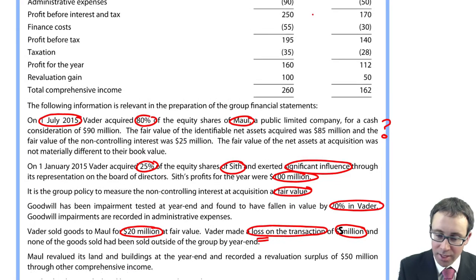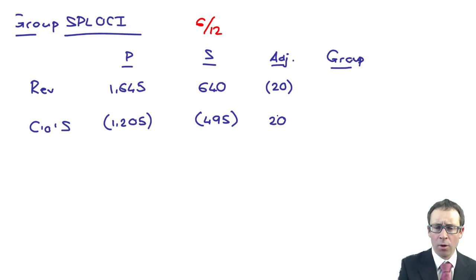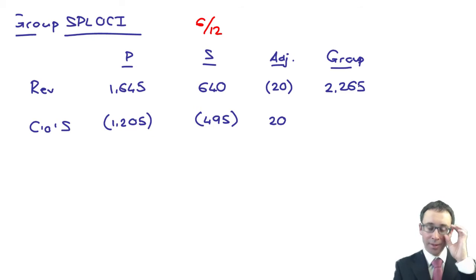If you want to get the easy marks within the exam, I do strongly suggest that you look at your intra-company sales. So they are there as 20 million. So we need to reduce the revenue by 20 and cost of sales by 20. Okay, there's no other adjustments to revenue. Revenue is one of the easiest figures to get. So we end up with group revenue of 2265.